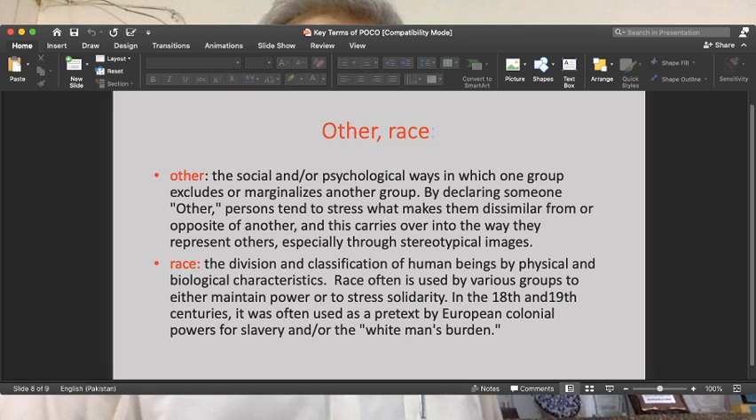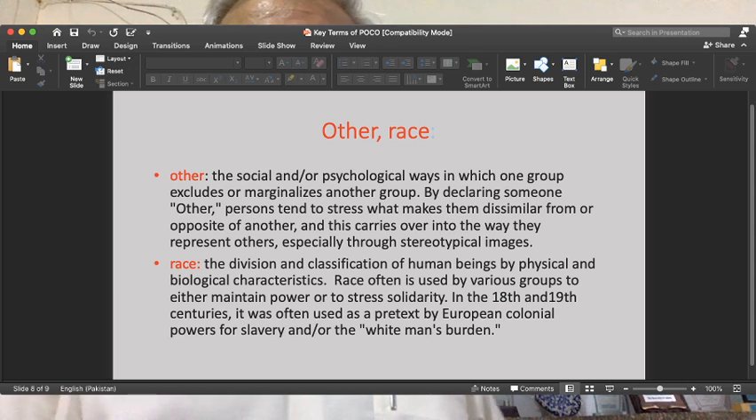Then comes the other and the race. As we have already said, in colonizing countries and colonized countries, two groups are automatically formed. One is us, the other is the other. So the other is somebody who has been othered, who has been put aside, who has been marginalized, who has been ignored, who has been silenced. So in that way, the term other is used. That person is socially, politically, psychologically silenced.